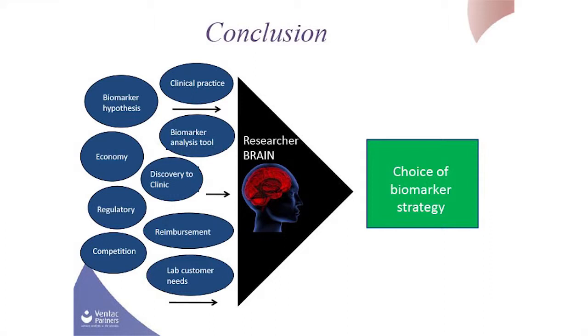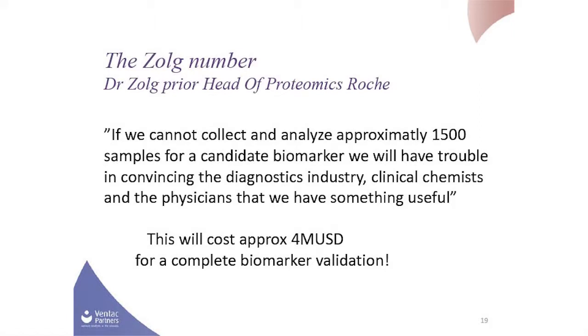Then, as an end-up, I just use a citation from Dr. Zolg, who was the head of proteomics at Roche. And he said that, in general, you would need something like 1,500 samples to test your candidate biomarker in. And if you don't have that, you don't really have convincing facts that the diagnostic industry, clinical chemists, and physicians will believe that you have something useful. And the approximate cost for coming to this final validation is around $4 million today, if you include the clinical utility and the health economy study. And this is one of the reasons why we have difficulties with venture capital companies, because one ticket to have your product out starts at $4 million.